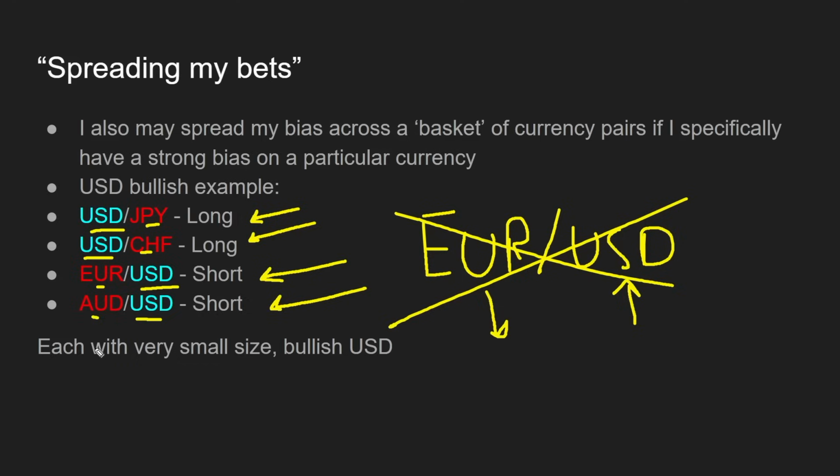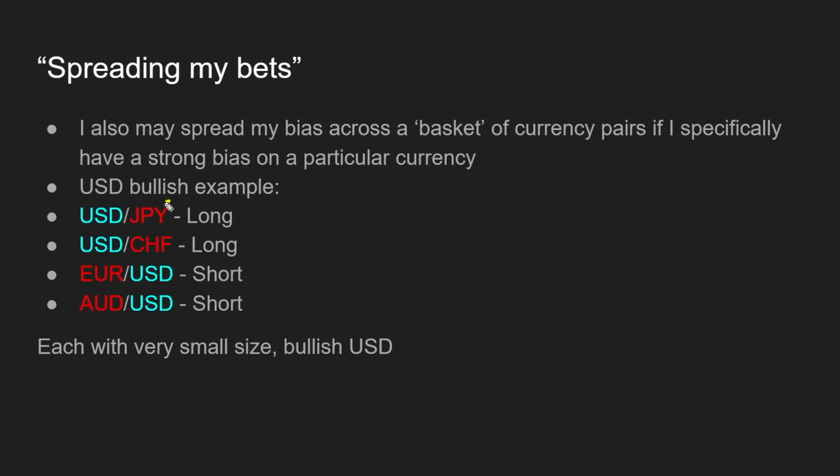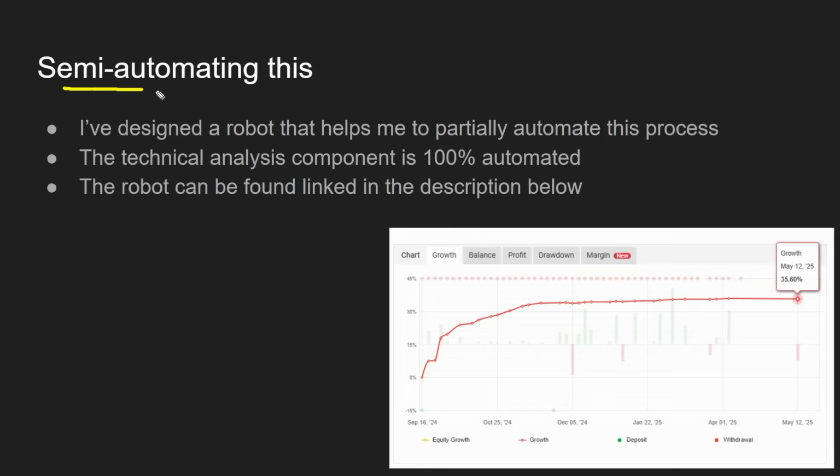That's another way to diversify, because what if, for example, the Japanese yen has a crazy move? If my whole trade is built around just dollar yen, that could offload what was my idea specifically on the dollar. So if I want to rule out huge moves on a particular currency, I can spread my bet and be long the dollar against many other currencies, each with very small position size, but still bullish the US dollar.